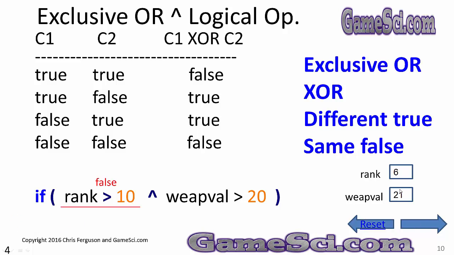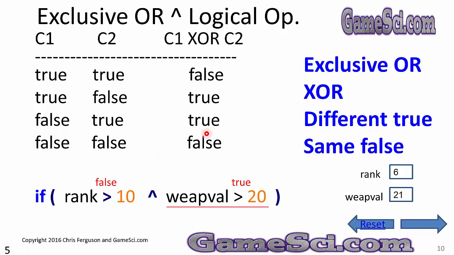I'll set rank equal to 6. I'll set weapon value to 21 and see how it works. 6 greater than 10 is definitely a false statement as the left operand. Weapon value 21 greater than 20 is definitely a true statement. 21 greater than 20 is definitely a true statement. So my inputs are false and true.